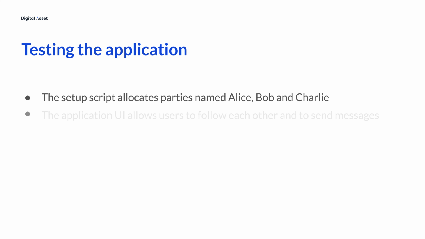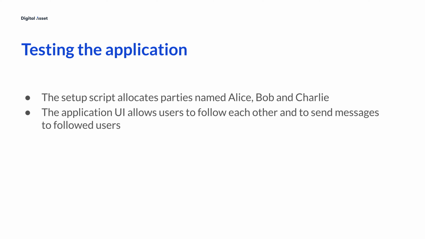To test the application, we also need a setup script to initialize the ledger, which we're not going to go over in this lesson. Suffice it to say that the script allocates 3 test parties, Alice, Bob, and Charlie, and creates an off-ledger user identity corresponding to each of these parties that we can use to log in to the application UI. Similarly, we're not going to go over the code for the application frontend, as front-end development is out of scope for this training course.